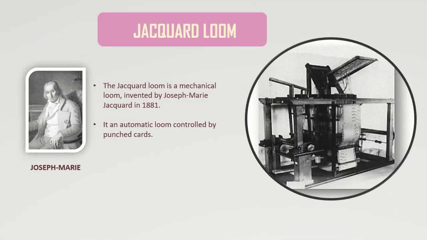Next, we have the Jacquard loom. The Jacquard loom is a mechanical loom which was invented by Joseph Marie Jacquard in 1881. It was an automatic loom controlled by punch cards.